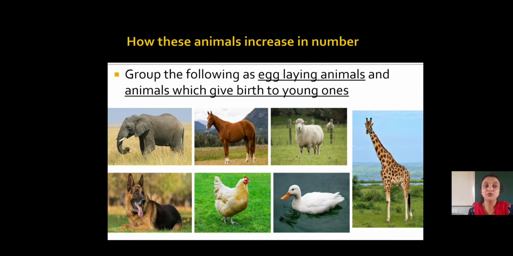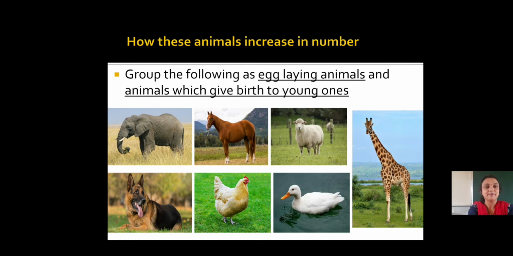See, the animals which have hair and ears on the body can give birth to the young ones, and the animals whose body is covered with feathers, or who don't have hair and don't have external ears, lay eggs. These types of animals are laying eggs.